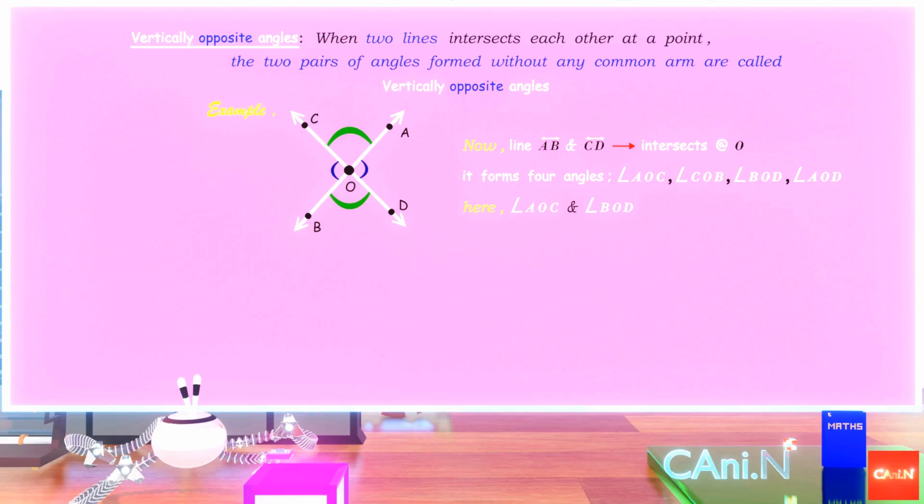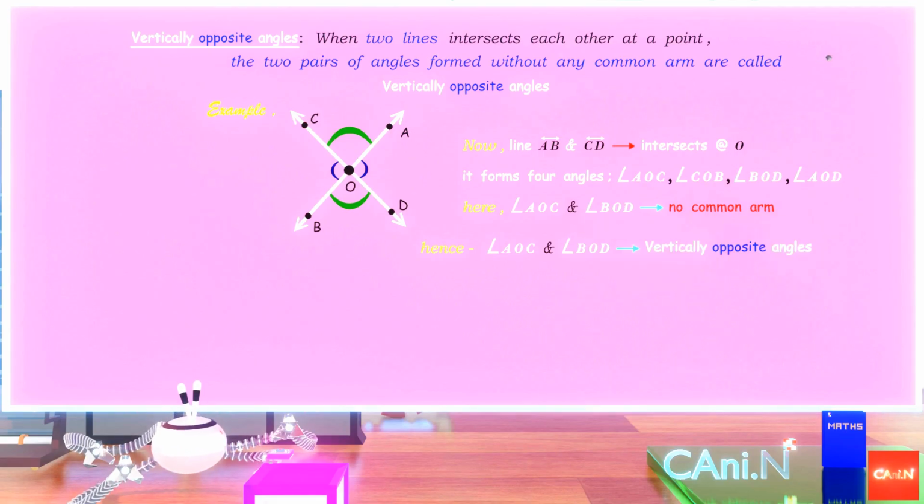Here, angle AOC and angle BOD have no common arm. Hence, angle AOC and angle BOD are vertically opposite angles. Similarly, angle COB and angle AOD are vertically opposite angles. Now, let us prove vertically opposite angles are always equal to each other.